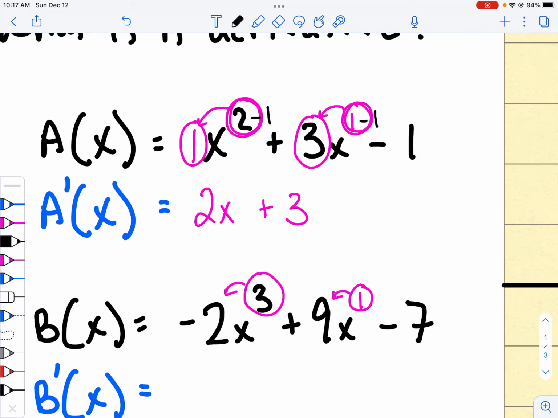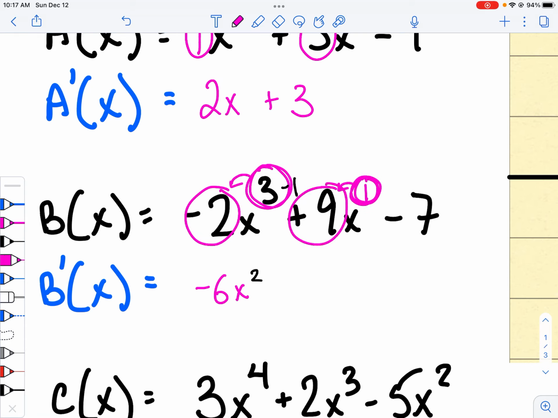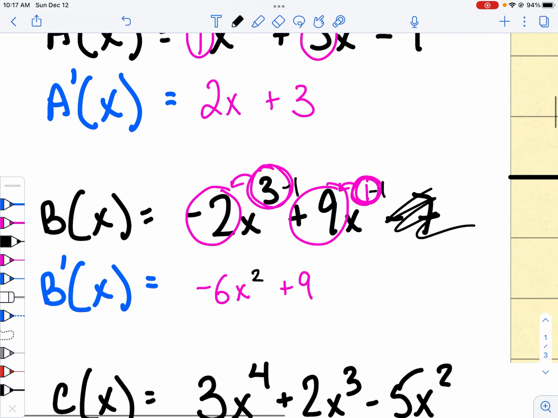Let's go to the next one. We're going to bring down the 3 multiplied by negative 2, and we get negative 6x. And we subtract 1, and we get a 2. I know I have multiple colors here, but you can handle that. I'm going to take the 1 times the 9, and I get plus 9. And I remove 1 from the exponent, so I get x to the 0. And we've already talked about how we don't write x to the 0. And finally, it's just a constant, so we don't bother with the constant. For our derivative, we don't worry about that.